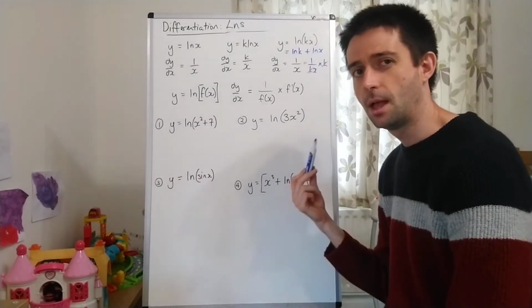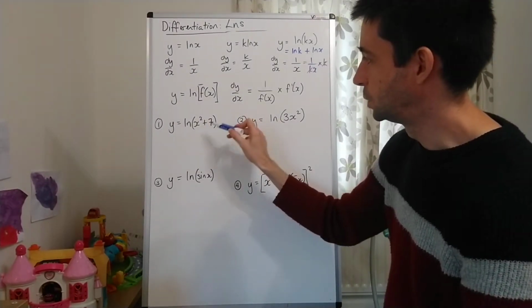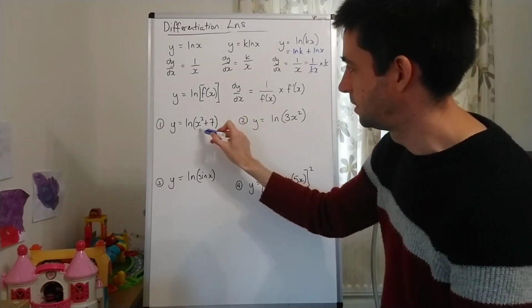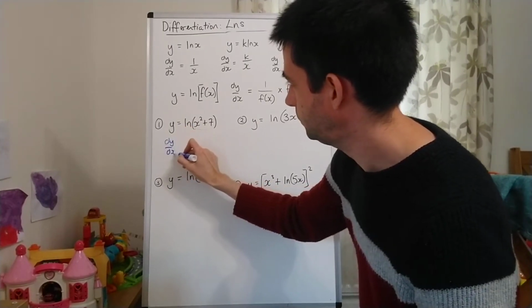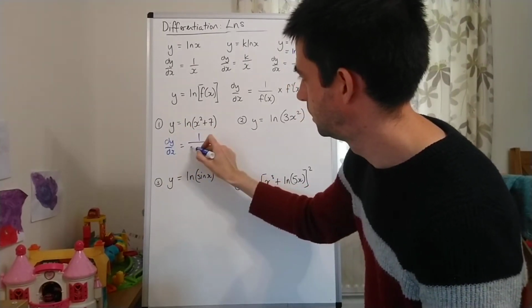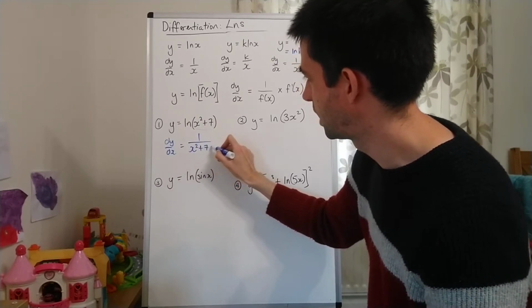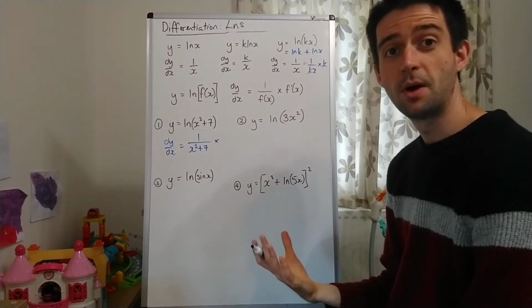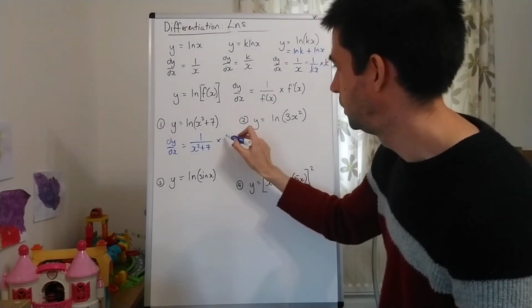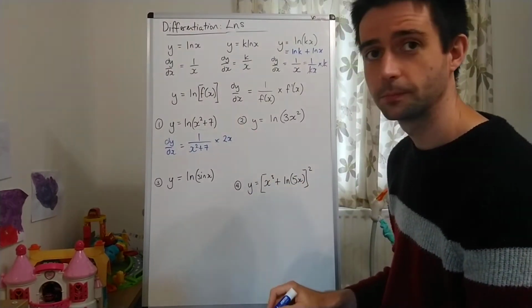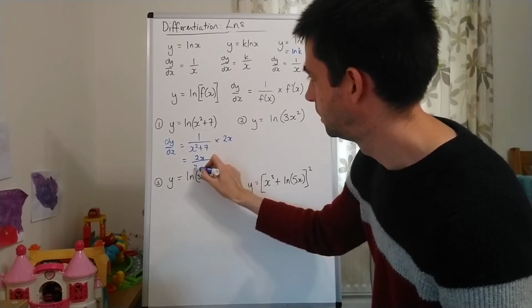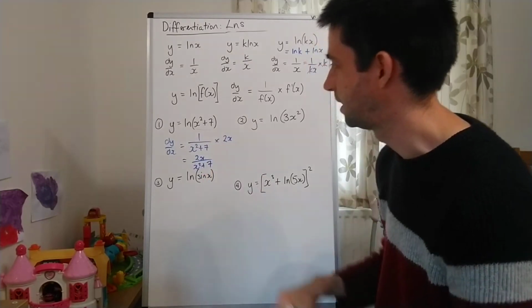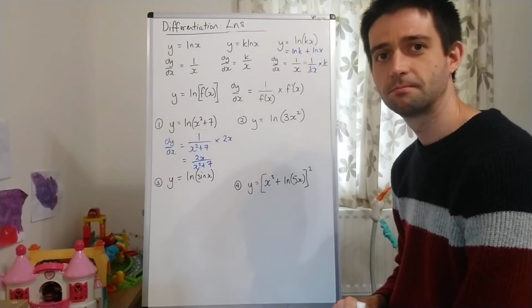Okay. So number 1, if y equals ln of x squared plus 7, so this bit is the bracket, so dy dx would equal 1 over x squared plus 7, the bracket, and multiplied by the differentiated bracket, which in this case would be 2x. And I would write that result as 2x over x squared plus 7 for my dy dx.